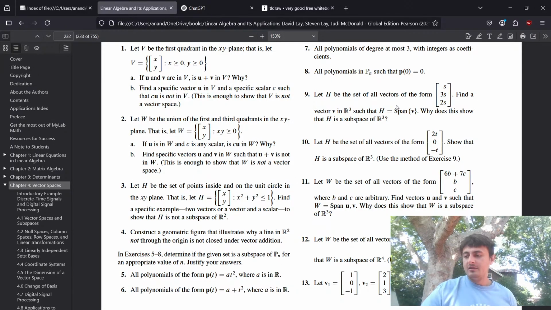Number 9. Okay, so here we go. Let H be the set of all vectors of the form (s, 3s, 2s). Find a vector V in R3 such that H is equal to the span of V. Isn't that just going to be (1, 3, 2)?